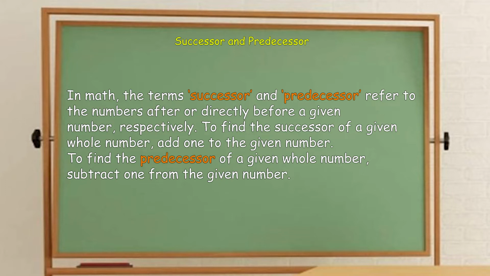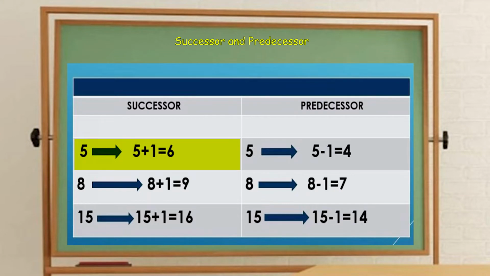Let's look at an example. We have the number 5 and we're asked to find the successor of 5. What do we do? We add 1 to 5. What comes after 5? 6. 5 plus 1 is 6. On the other hand, if we're asked to find the predecessor of 5, we subtract 1. Therefore, the predecessor of 5 would be 4. 4 comes before 5, okay?